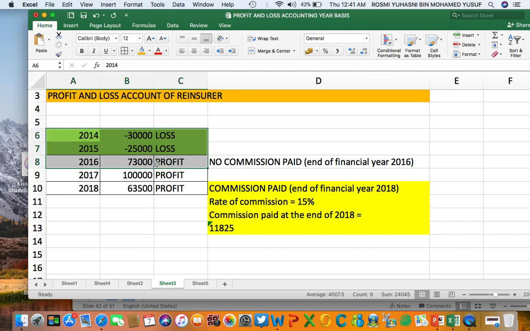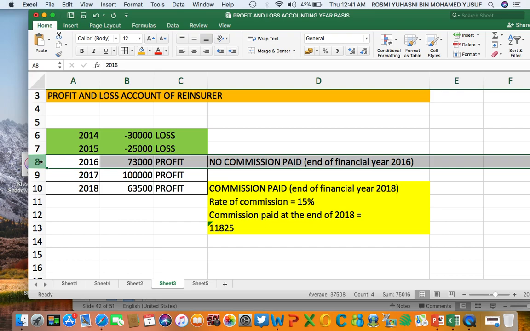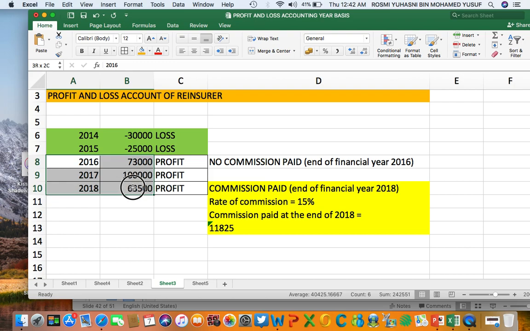But anyhow, if you look at the 3 years, in 2 years there are losses and only 1 year with profit. So at the end of 2016, there is no commission paid, because commission depends on the 3-year average result, from 2014 to 2016. It is very clear that there are 2 years with losses and only 1 year with profit. So no commission is paid at the end of financial year 2016. They will have to start all over again from 2016 to 2018.